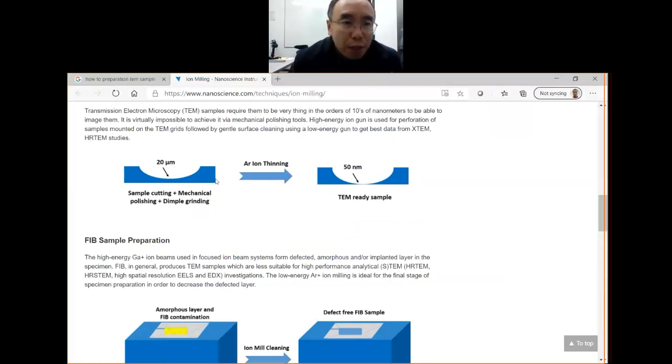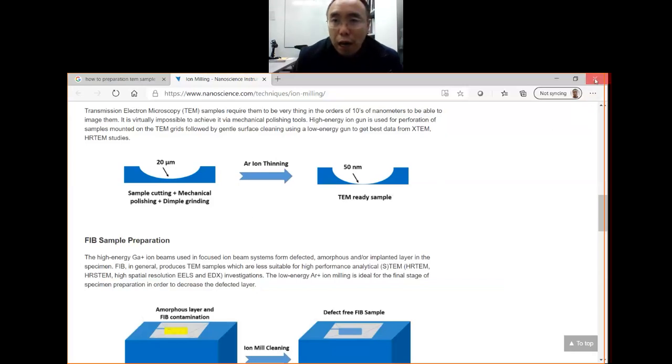So you have the sample here. First, you cut it. Then you do the mechanical polishing. Then you do the dimple grinding. You grind it to something shaped like this. Then you use argon milling to thin down. So in the end, this area here may be 50 nanometers. This process may take 1 day, a very, very long time. It is not precise. For example, if you want to look at this spot, maybe in the end you look at that spot. So it's not very precise to decide which part to look at in the end.